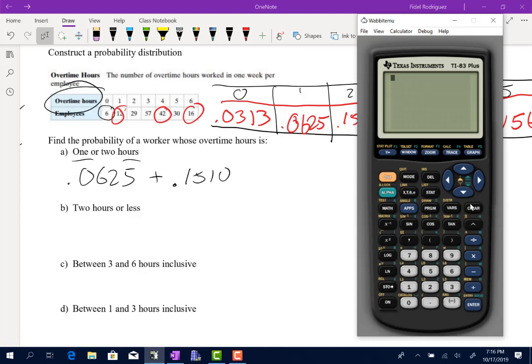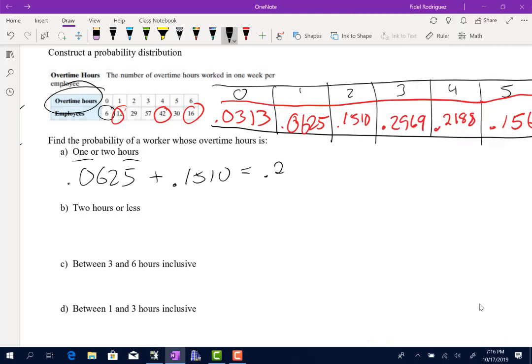And let's see. And so I'll put 0.0625 plus, you said 0.1510, right? And 0.2135? Okay, cool. Okay, so there you go.